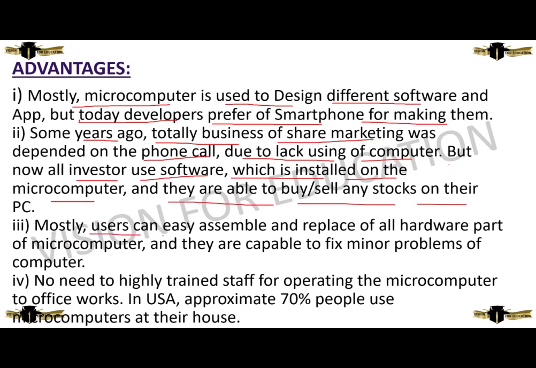Mostly, users can easily assemble and replace all the hardware parts of a microcomputer, and they are capable of fixing minor problems of the computer. No need to have highly trained staff for operating the microcomputer for office work. In the USA, approximately 70% of people use microcomputers at their home.